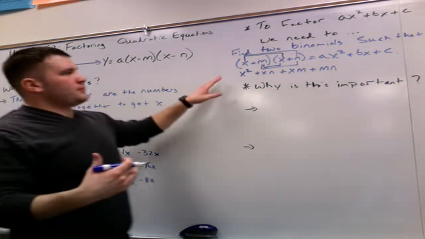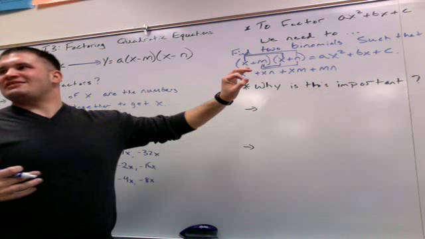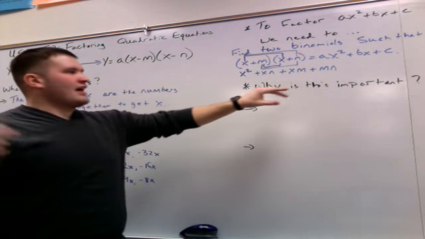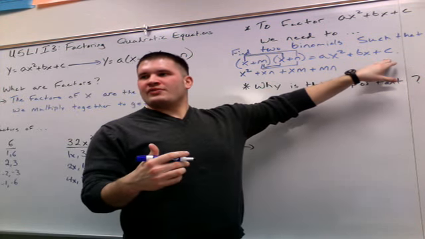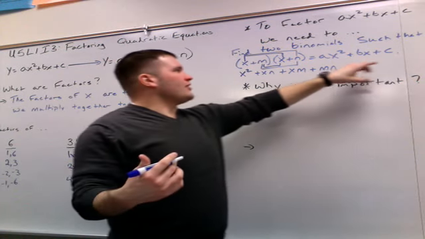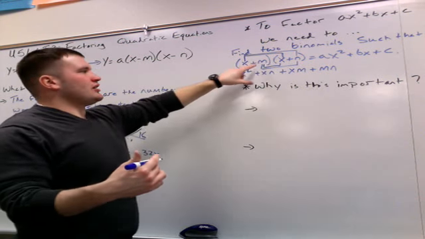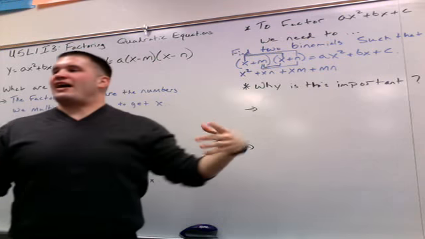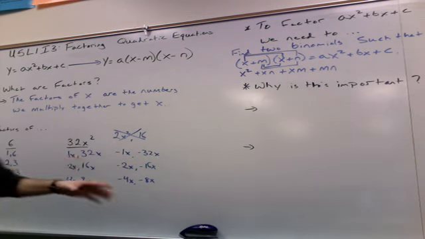So if I look up here, what's in the same spot as the C? The NM. NM is C, right? So when we're finding our binomials, C is really going to be m times n. That's where our factors come in. Okay, that's why we're worried about these factoring ideas.